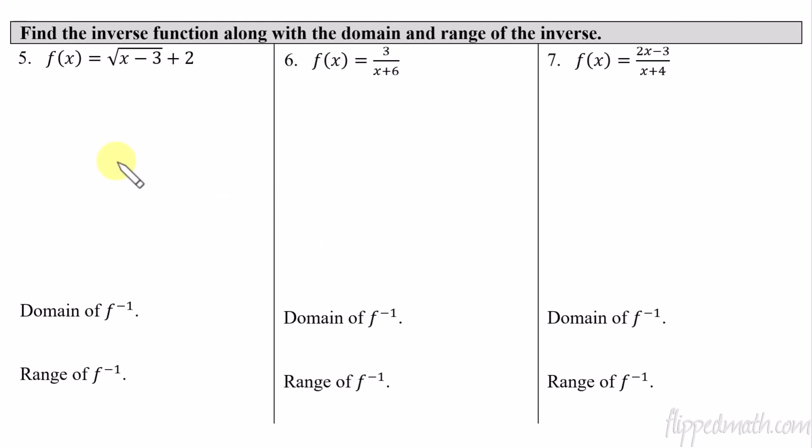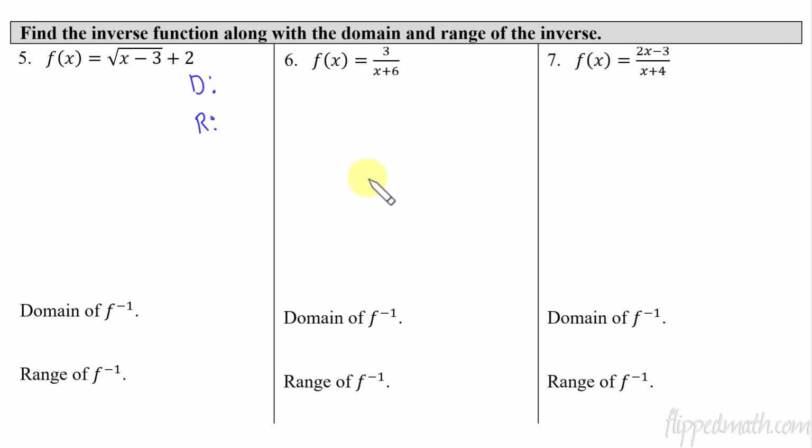So what we're going to do is practice a few of these. We're going to find the inverse of these and then identify what the domain and range is. I think sometimes it's easier to start off with the domain and range of the original. So if I write down the domain of this thing, what's the square root graph look like?